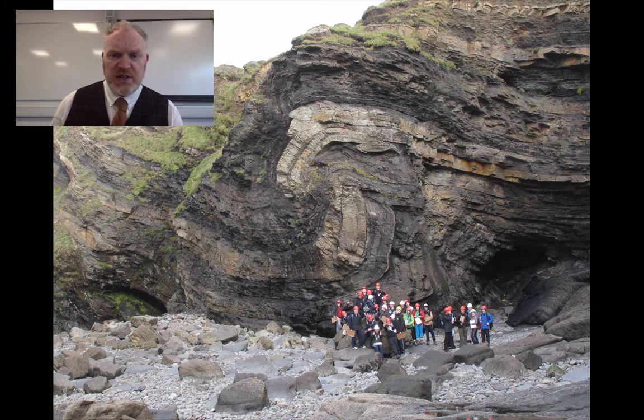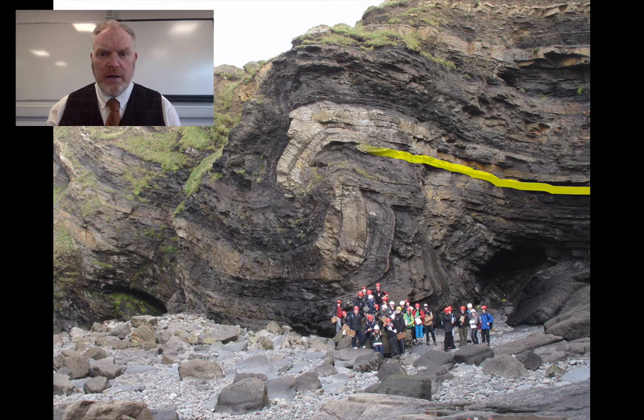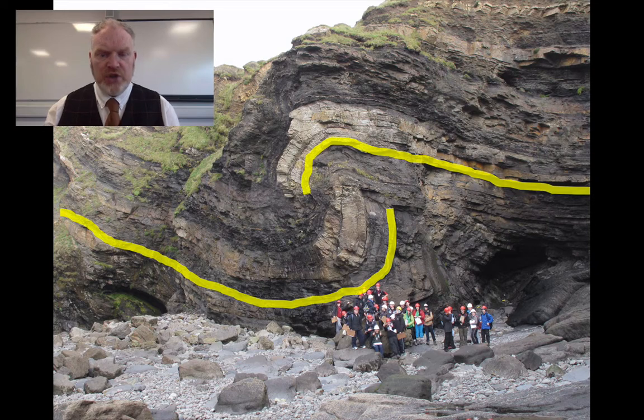The layers that you see in this rock were originally flat and horizontal. If we pick out how one of these layers has actually been deformed and follow one layer through the cliff, we can see just how much deformation there's been.